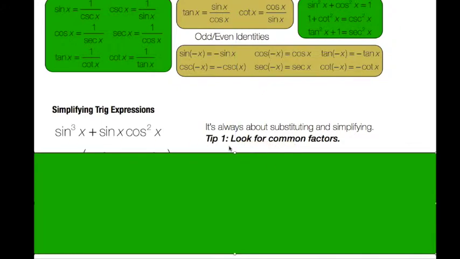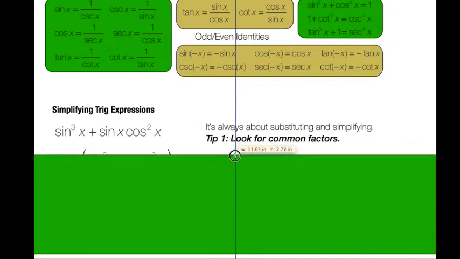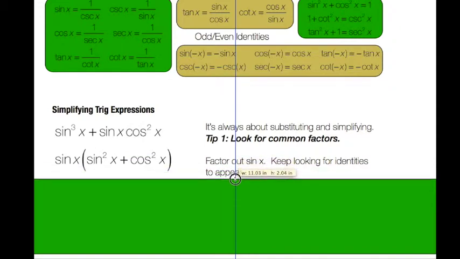I think we would all agree that there is a sine of x common to both terms. So I have three different sines multiplied. Sine cubed means sine of x times sine of x times sine of x. The second part would be sine of x times cosine of x times cosine of x if I actually factored all the little elements apart. And so the first thing we can do is look for common factors. If we can find the common factors, we can see what to factor out. And if we factor out the sine of x, it looks like this. Okay? When you simplify, the goal here would really be to look for an identity to show up.